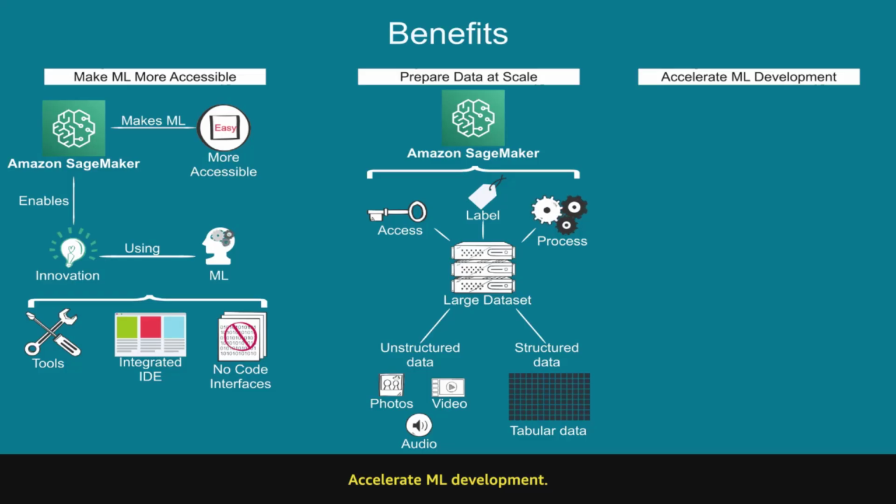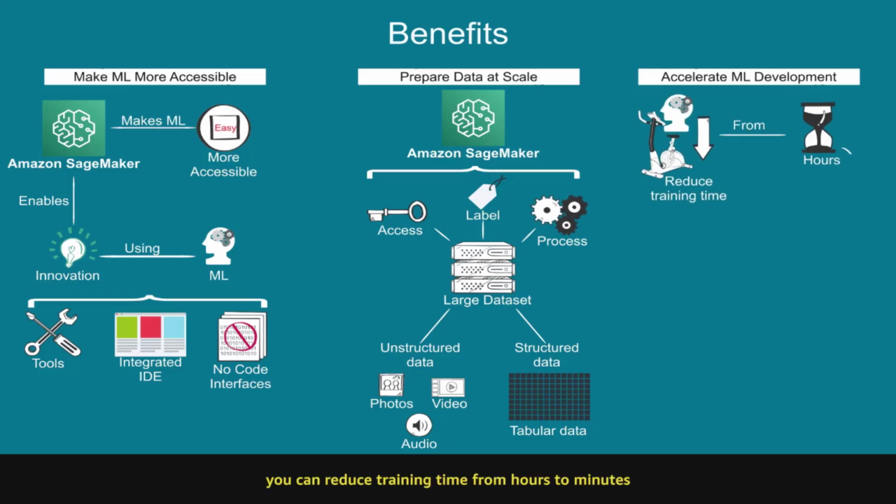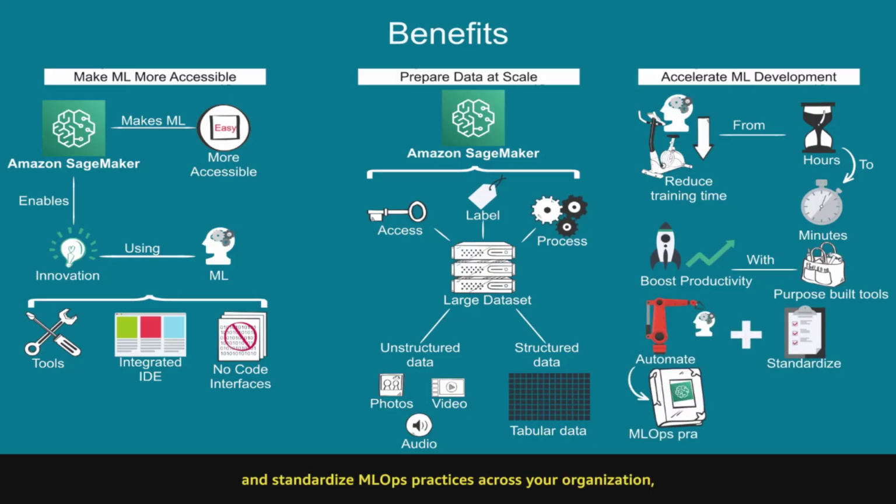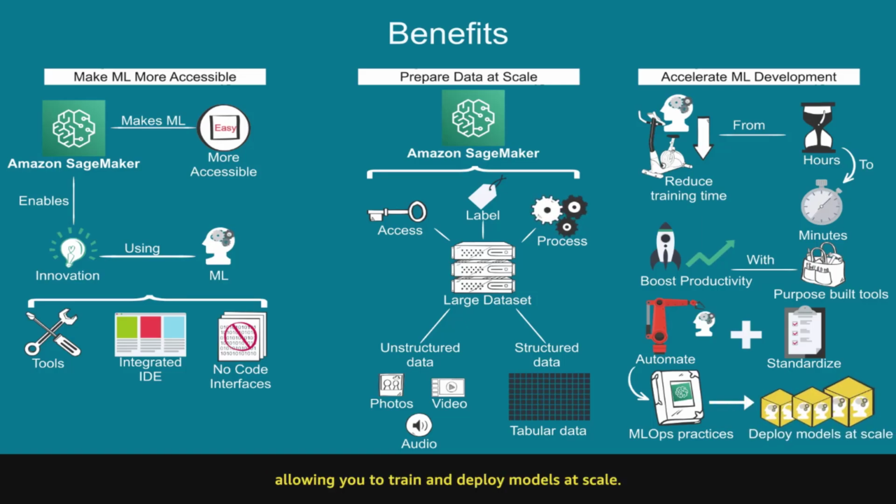Accelerate ML development. With Amazon SageMaker, you can reduce training time from hours to minutes, with an optimized infrastructure, and you can boost productivity with purpose-built tools. Amazon SageMaker also enables you to automate and standardize MLOps practices across your organization, allowing you to train and deploy models at scale.